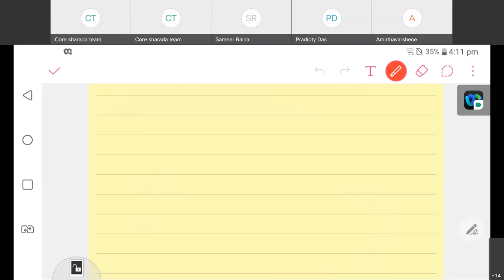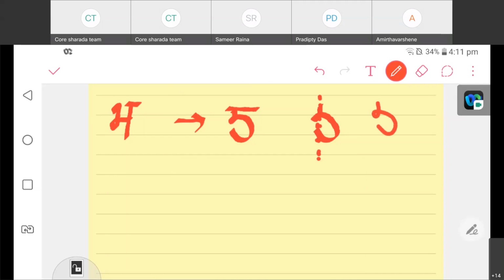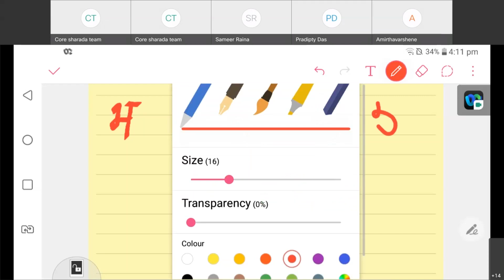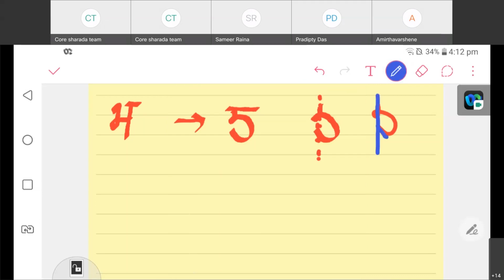Then Bha in Devanagari. In Sharada, it is a small round on the top, and then you have to bring it down and pull it towards the axis of this alphabet. You're writing like this; it should be like this. It has to be in this axis. You have to pull this inside towards the axis of this alphabet.